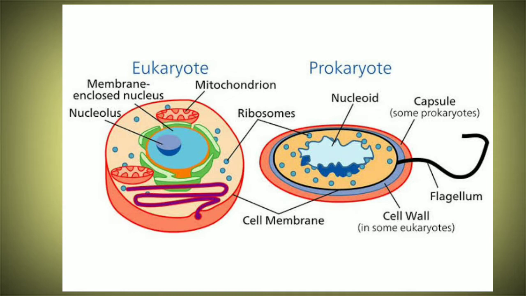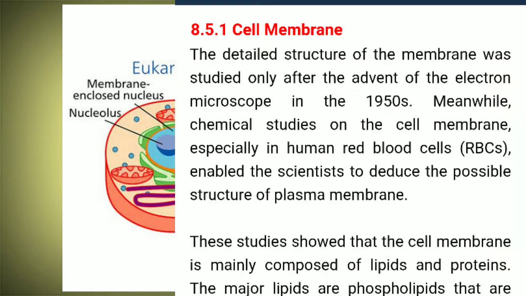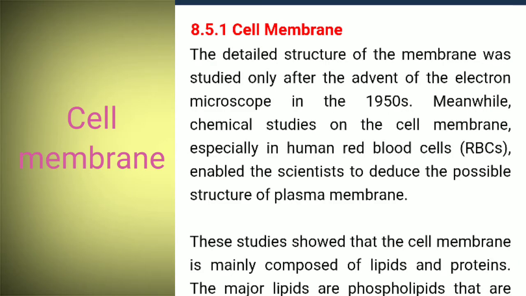That is, every prokaryotic as well as eukaryotic cell is enclosed by a thin covering which is called the cell membrane. There are some other names for the cell membrane, that is the plasma membrane or plasmalemma. Let's follow the NCERT textbook to know about the discovery of this particular membrane.